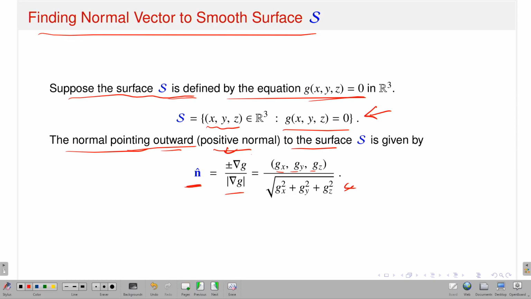What is gradient of g? This is of course the vector del g del x, del g del y, del g del z, divided by its norm. So, this is the plus sign, and that is why I am saying this is the positive normal, the normal pointing outward. This is nothing but calculating the gradient of g, that is, del g del x, del g del y, del g del z, and normalizing it by the square root of gx squared plus gy squared plus gz squared. So, this is the corresponding formula for the unit normal vector if my surface is given as a level surface corresponding to the function g x y z equal to 0.